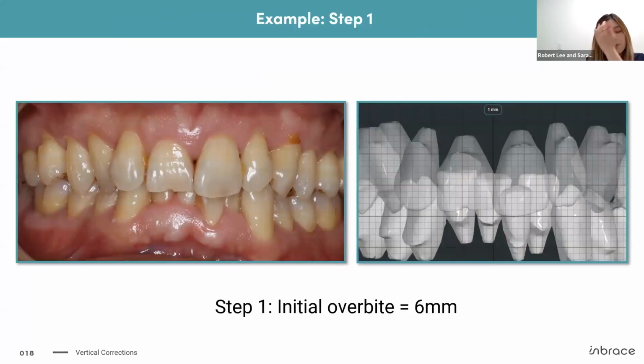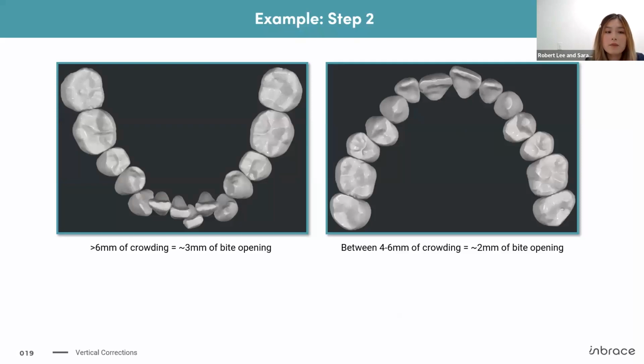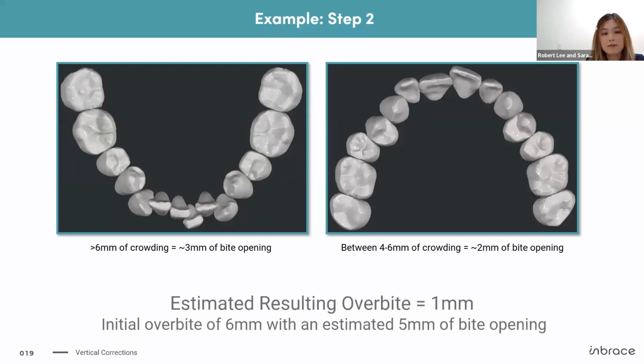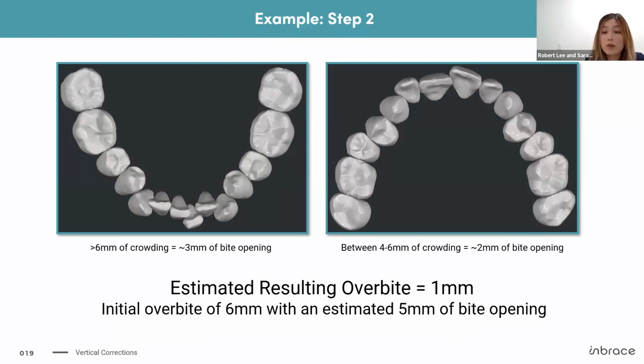So this is the first example. We can take a look. We've turned on the transparency tool, and we have our grid on. We can measure the initial overbite to be about 6 millimeters. There's greater than 6 millimeters of lower crowding, so we anticipate a 3 millimeter bite opening effect from it. And there's between 4 to 6 millimeters of upper crowding that we translate to about 2 millimeters of bite opening. Your estimated resulting overbite is about 1 millimeter: an initial overbite of 6 millimeters with about 5 millimeters of bite opening from your crowding.